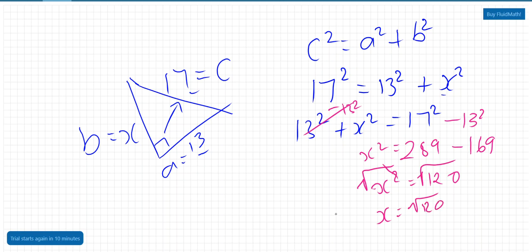But this is our exact answer. So if the question said leave it in exact form, we would stop there. But it said to round it off, I think, to 2 decimal places. So just put that into your calculator. The square root of 120, which gives us, so X is approximately 10.95. We weren't given any units, so we can just write it like that.